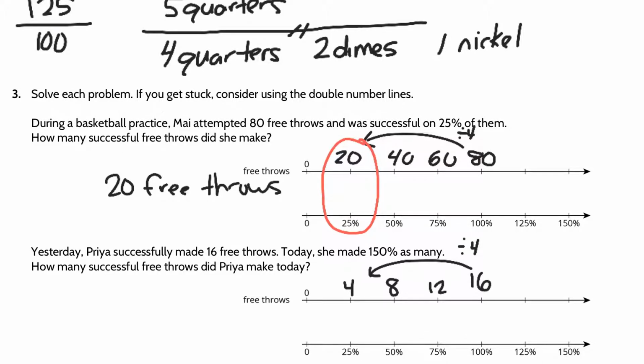12 out of 16 is 75%. 16 out of 16 is 100%. And then if we just keep adding 4 here, here's 20 and 24. And so what was 150%? Well, 24 free throws.